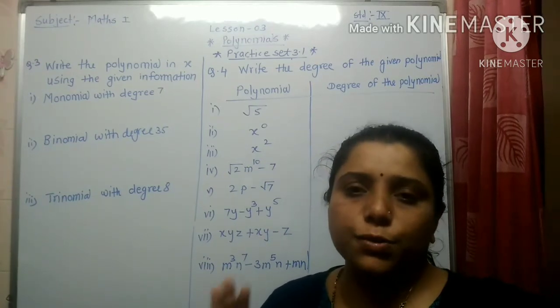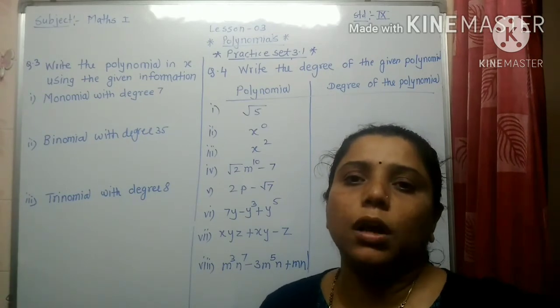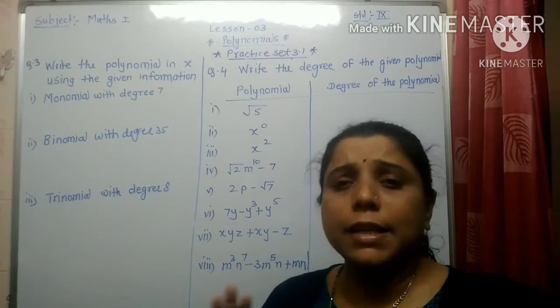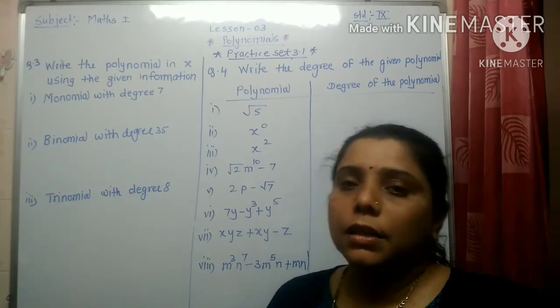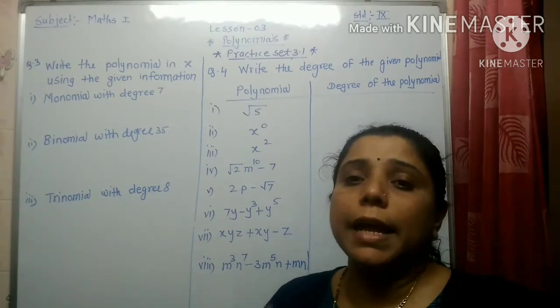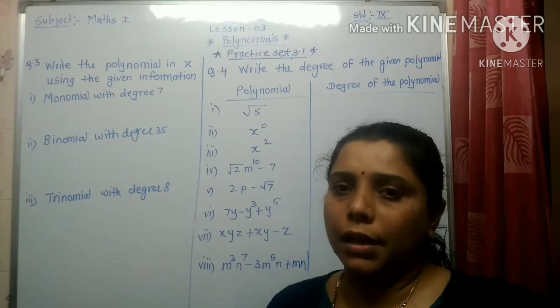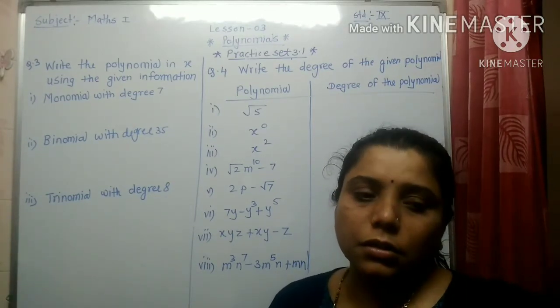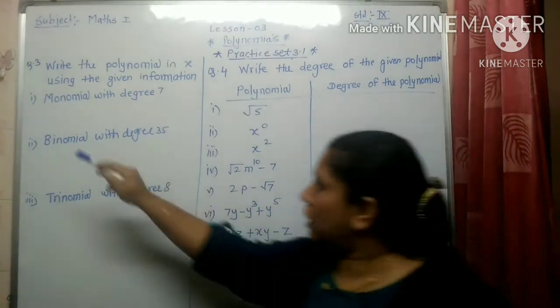Of course, when you are using the variable, you have to use small alphabets. Understood? Okay. Now, if they specify it, you have to write down the polynomial in variable X. Then you have to use the X variable only. Don't use another variable other than X. Okay. Now, what is the first one?